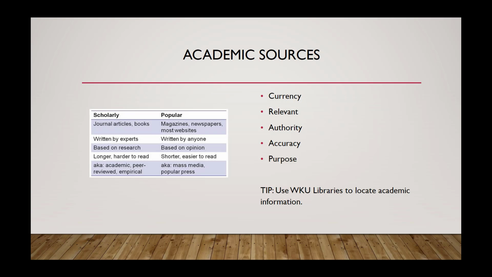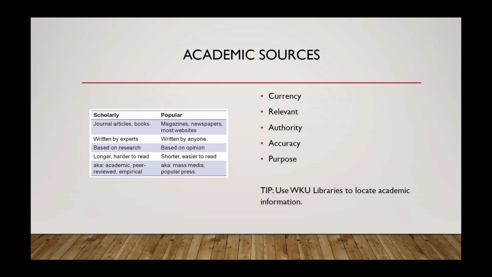And this is our next thing, written by experts. These are experts in the field who specifically do research on specific titles and topics. They have a tendency to be longer, anywhere between 10 plus pages. Some can be up to 40, 50 pages. They're typically hard to read. In other words, it's more academic rather than just for the general public. These are also known as academic, peer-reviewed, or empirical.